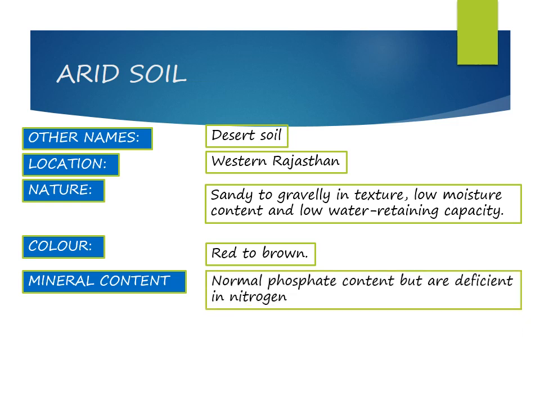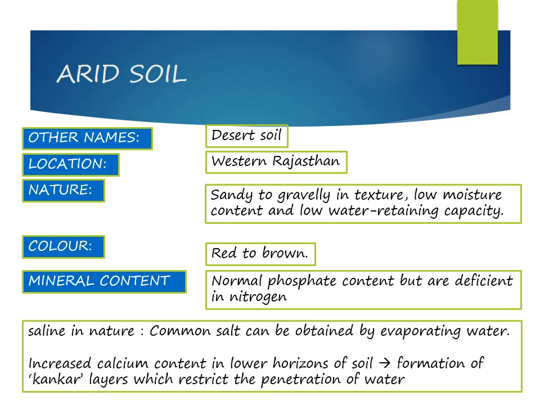Now, this particular soil is saline in nature, and in certain regions, the content of salt is so high that common salt can be obtained by evaporation of the water. Now, because of the increased calcium content in the lower horizons of the soil, there is formation of kankar layers. These layers restrict the penetration of water, and as such, when water is made available through irrigation, the soil moisture is readily available for sustainable plant growth.